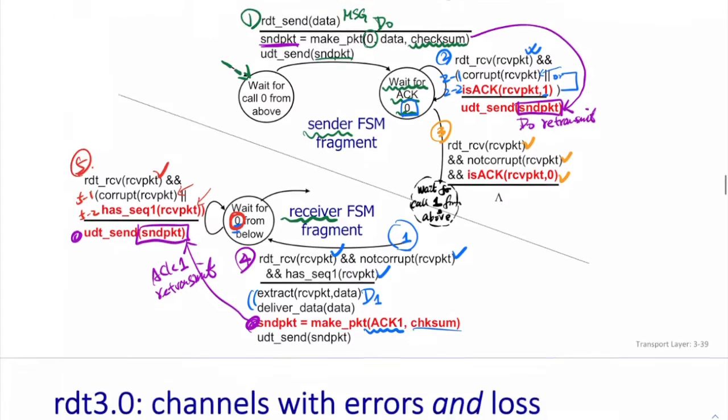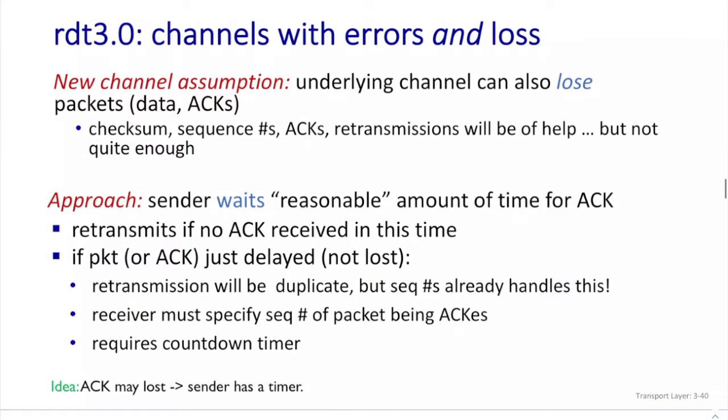Okay, and the next situation is more complex. In RDT 2.0, we assume the channel with errors, but the channel in RDT 2.0 has no loss. So when the sender sends a packet, it will arrive at the receiver side, but it might be corrupted or it might be okay.